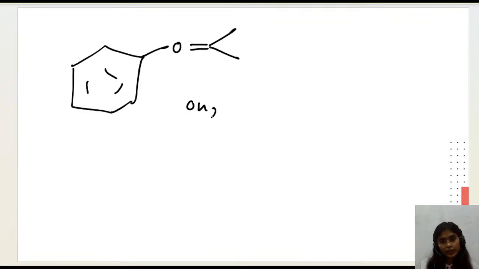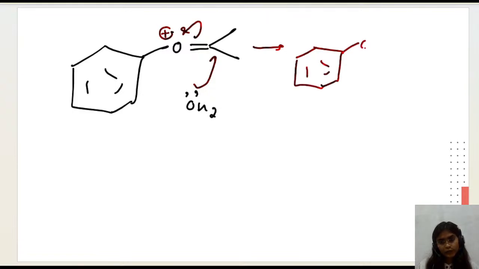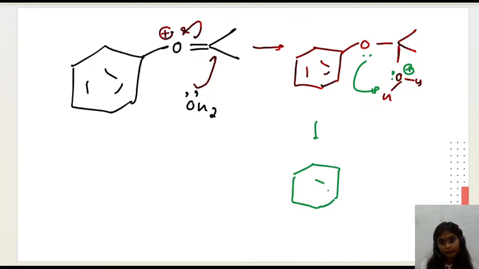Now again, water comes. So water attacks here. This bond opens up. O single bond, and this OH is connected here like this. Positive charge. Oxygen has a lone pair. This is attacking here. OH and OH. Now the next step.